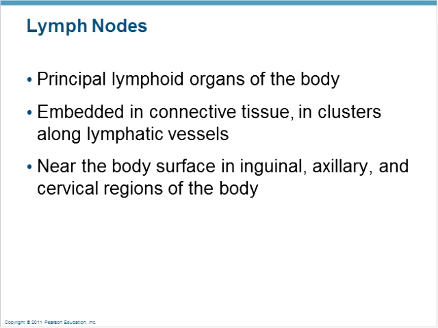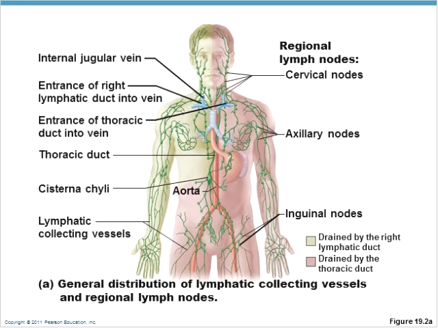Lymph nodes are principal lymphoid organs of the body. They're embedded in connective tissue in clusters along the lymphatic vessels, and they're near the body's surface in the inguinal, axillary, and cervical regions of the body. You can see them here, and you see the cervical nodes, the axillary nodes, the inguinal nodes as we talk about that.